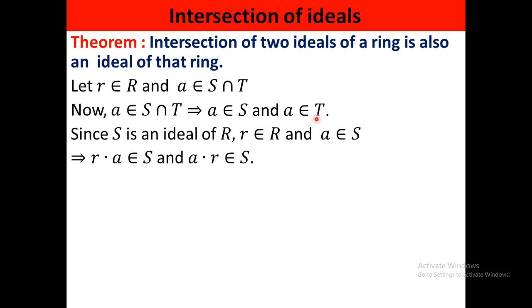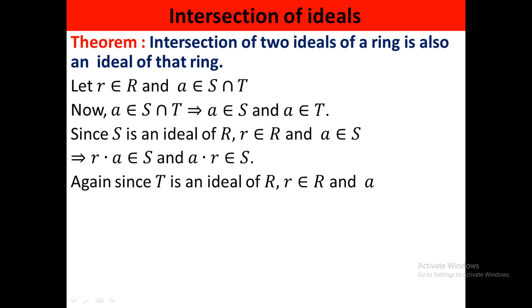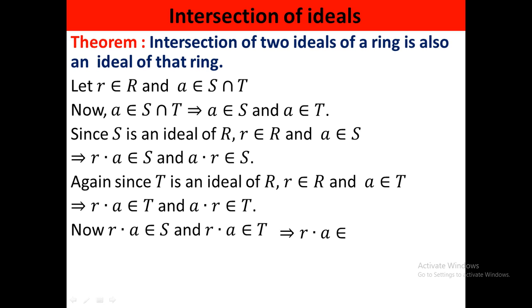Similarly, since T is an ideal and A is an element of T and r is an element of the ring, a similar conclusion can be made for the ideal T. So since T is an ideal of R, small r is in R and small a is in T, we can conclude that r dot A and A dot r both are elements of T. If you see from those two lines, r dot A is in S as well as in T. So r dot A is a common element of S and T, that means r dot A is an element of S intersection T. Similarly, A dot r belongs to both S and T, so A dot r is also an element of S intersection T.